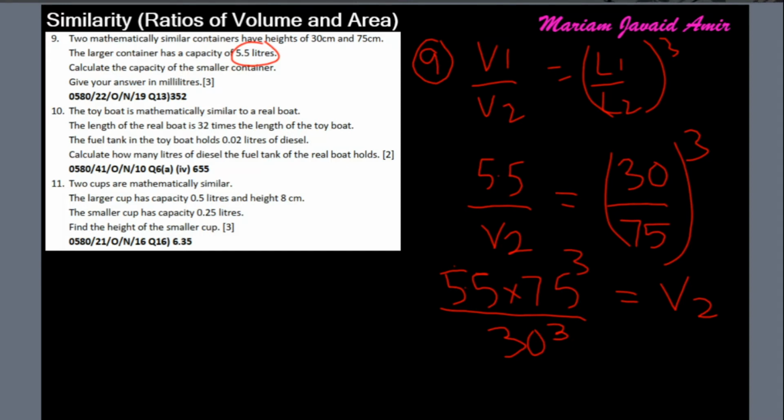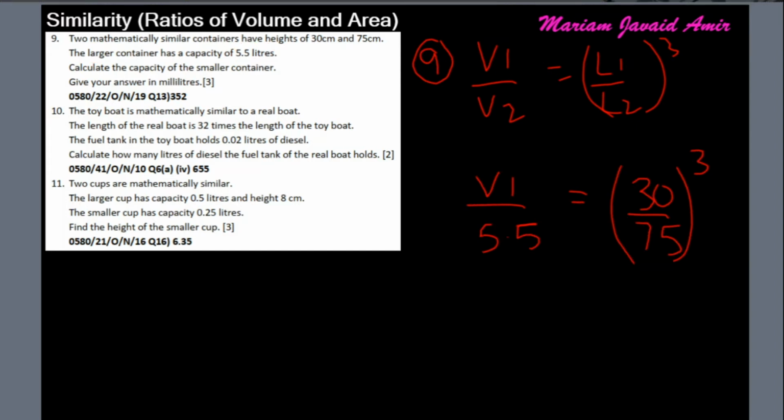Okay, I made a great mistake over here. It said the larger container has the capacity of 5.5. So the larger length is 75. So I should have written 5.5 over here and V1 over here. This was 5.5 and this was V1. So let me quickly fix this. Okay, so here it is fixed.